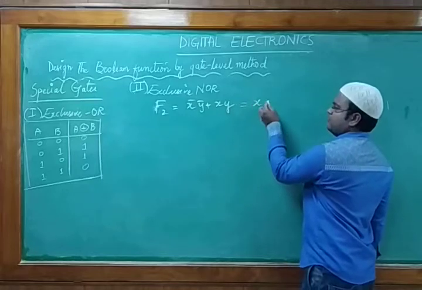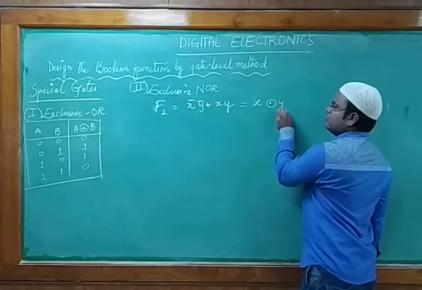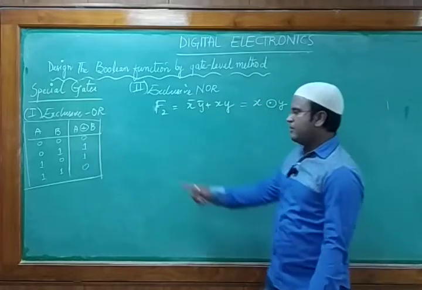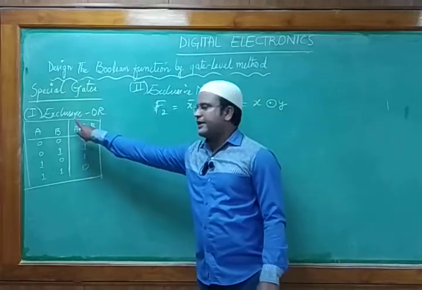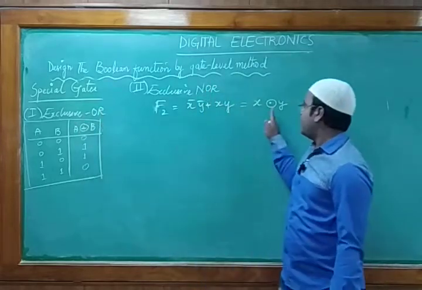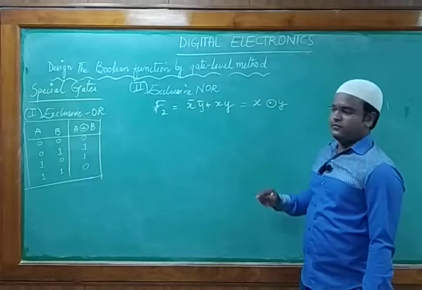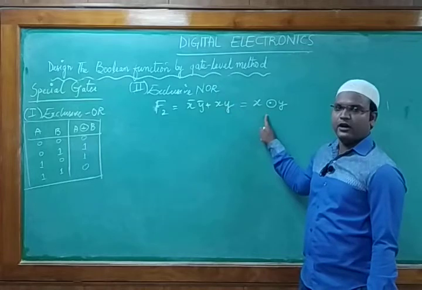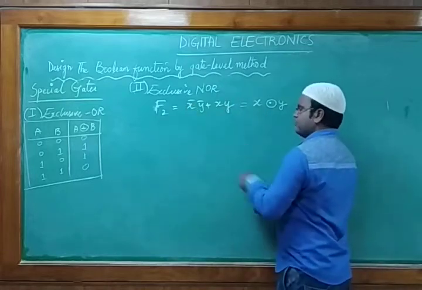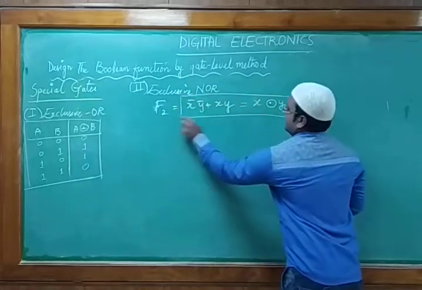What is the exclusive NOR symbol? X exclusive NOR with y. Over there, we'll write a plus sign that indicates exclusive OR. If I indicate a dot with a circle, then it shows that it's nothing but exclusive NOR. That is exactly equivalent to this one. Now, how are we saying this is exactly equivalent to this one? Let's see its truth table.